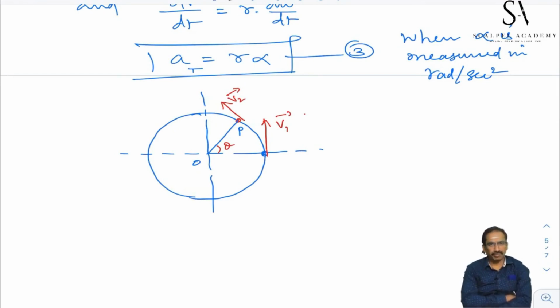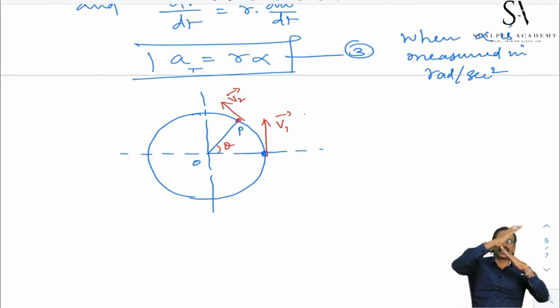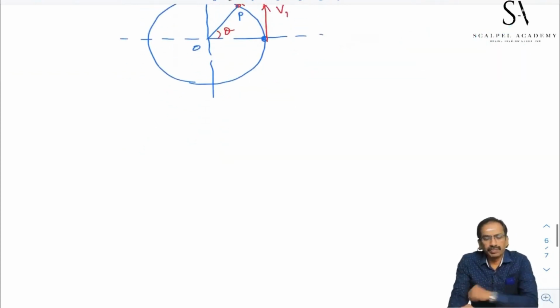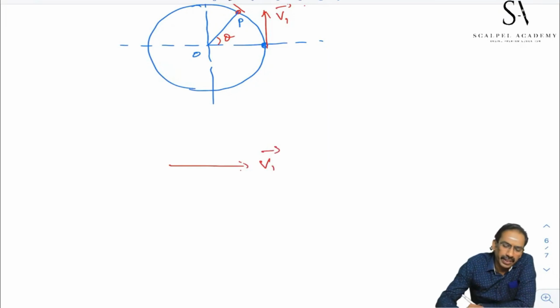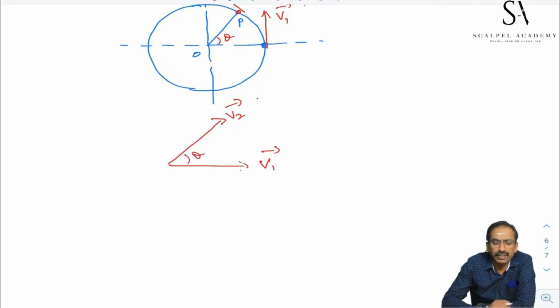Are you able to understand? This is velocity. This is the radius, sorry. If the radius vector sweeps out through an angle theta, velocity also sweeps out through an angle theta. Student, the angle between v1 vector and v2 vector is theta, because v1 turned through an angle theta. If this is v1 vector, v2 vector makes an angle theta. Understand?